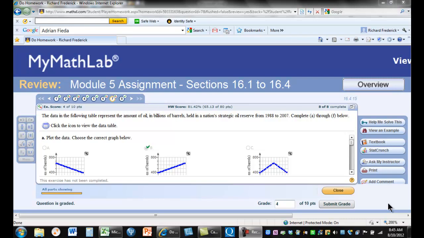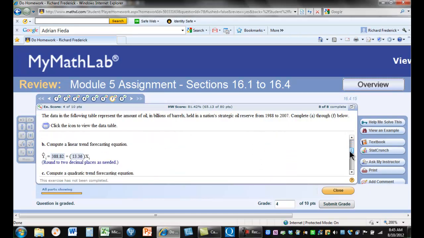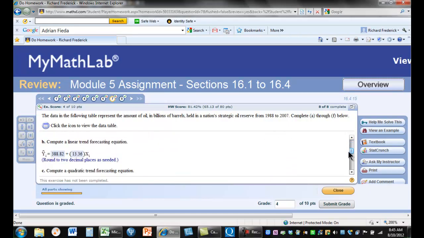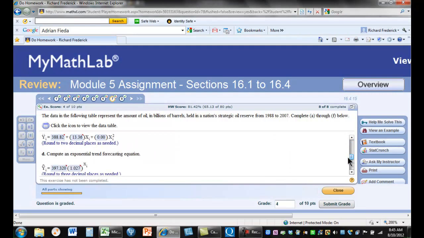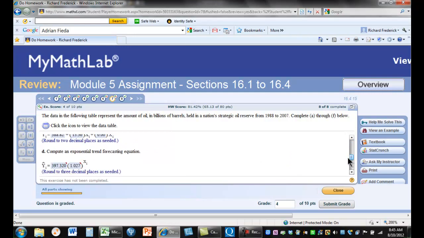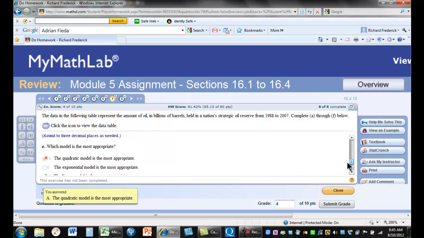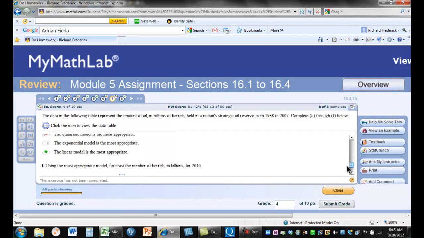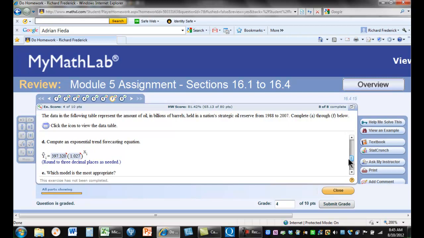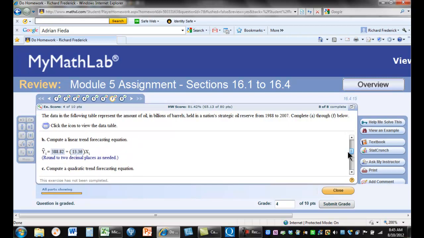Hi, this is Dr. Frederick with a question about how to work this problem in Module 5, where you take some data and then figure out the linear trend, the quadratic trend, and the exponential trend. We're just going to work through and show you how to do these problems in Excel.